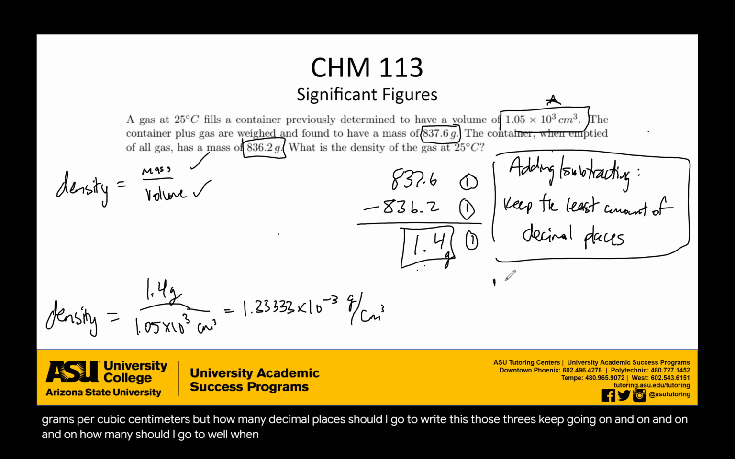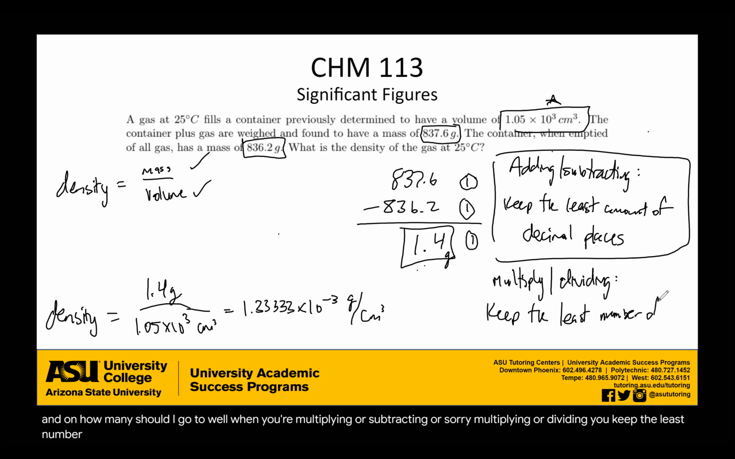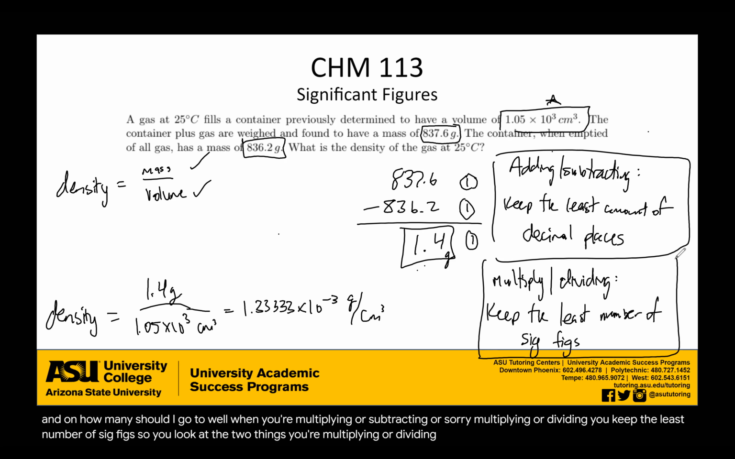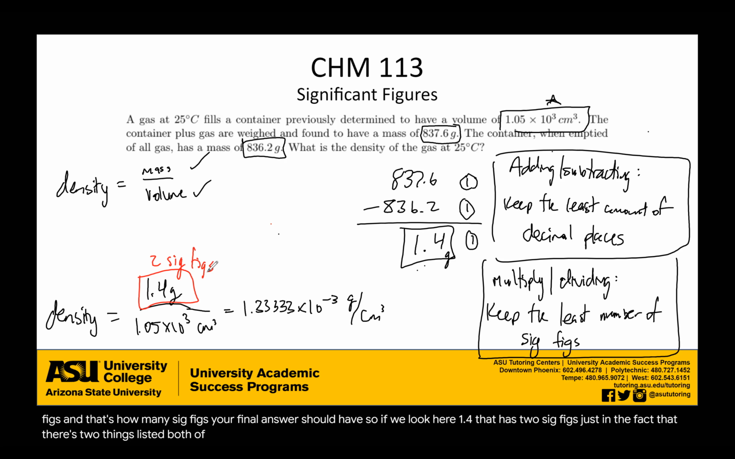Well, when you're multiplying or dividing, you keep the least number of sig figs. So you look at the two things you're multiplying or dividing, you see which one has the least amount of sig figs, and that's how many sig figs your final answer should have. So if we look here, 1.4, that has 2 sig figs. Just in the fact that there's 2 things listed, both of them non-zero. Don't have to worry about any of those weird rules with zeros.